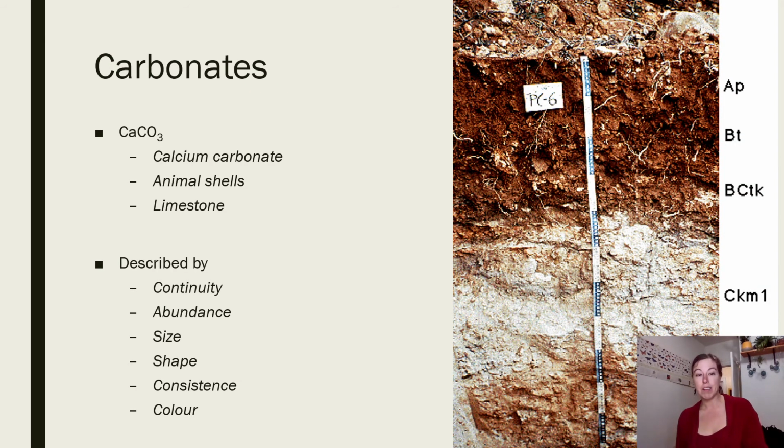Next one are carbonates. So these are specifically calcium carbonate. That might form chemically. It might be old animal shells. It might be a limestone part of your soil. Again, we're going to describe the same things we described with the concretions, but specifically towards carbonates. Looks pretty similar to our last one.